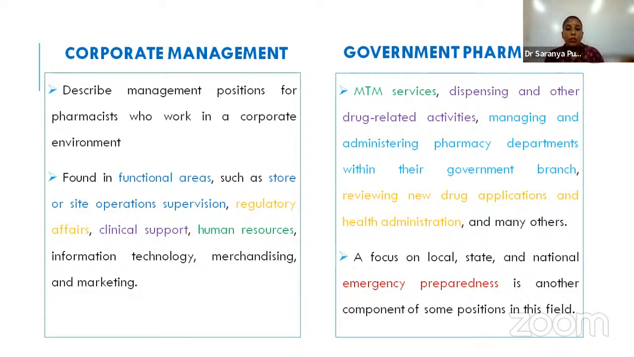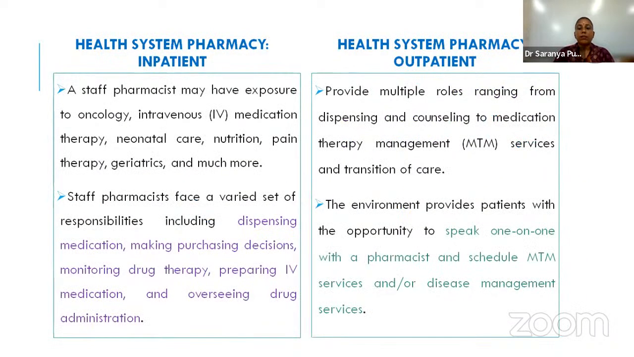You should also focus on emergency preparedness. So when you are working in a government pharmacy, whether it's a state pharmacy or a national pharmacy, you should be prepared for an emergency situation. That is also a component of pharmacist service in government pharmacy. So that is another option.